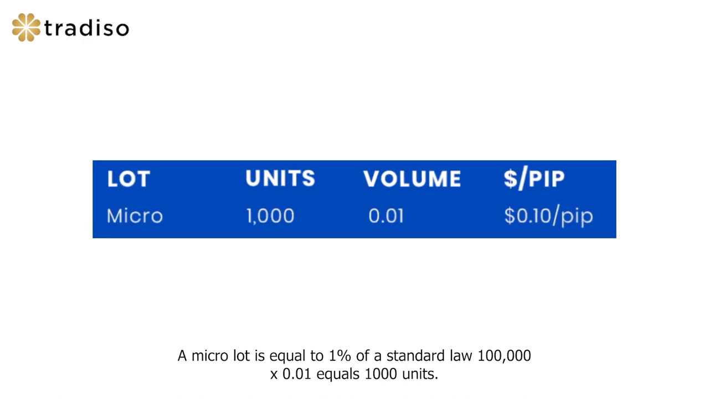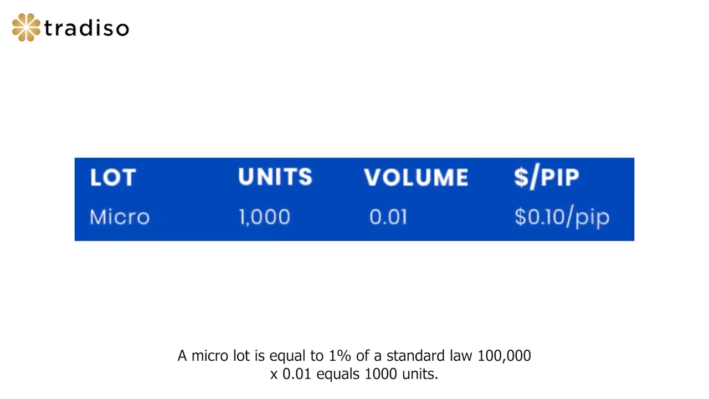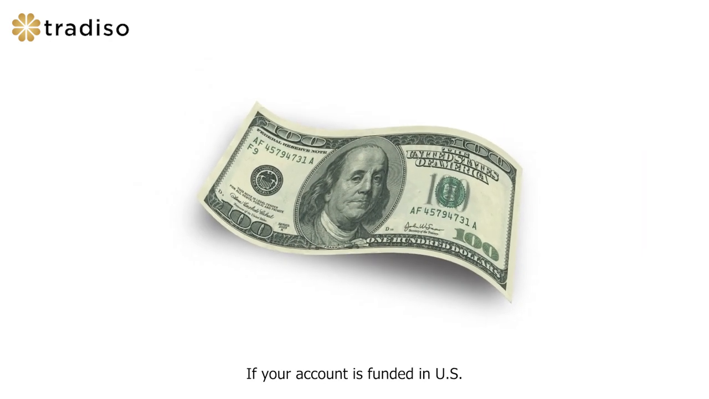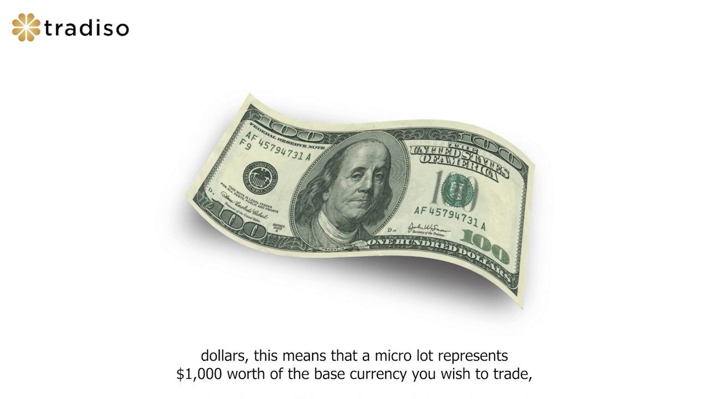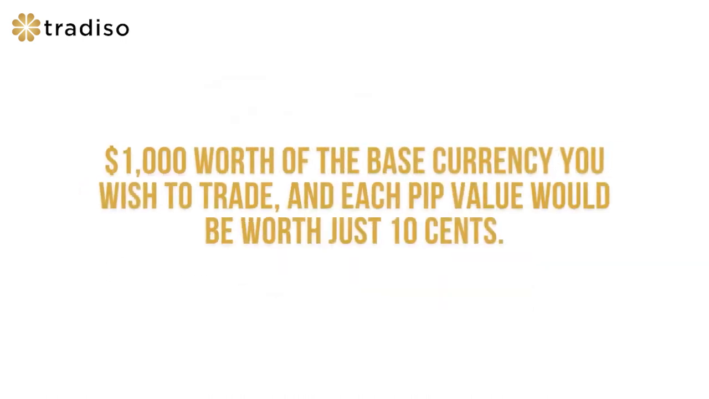A micro lot is equal to 1% of a standard lot. 100,000 x 0.01 equals 1,000 units. If your account is funded in US dollars, this means that a micro lot represents $1,000 worth of the base currency you wish to trade, and each pip value would be worth just 10 cents.